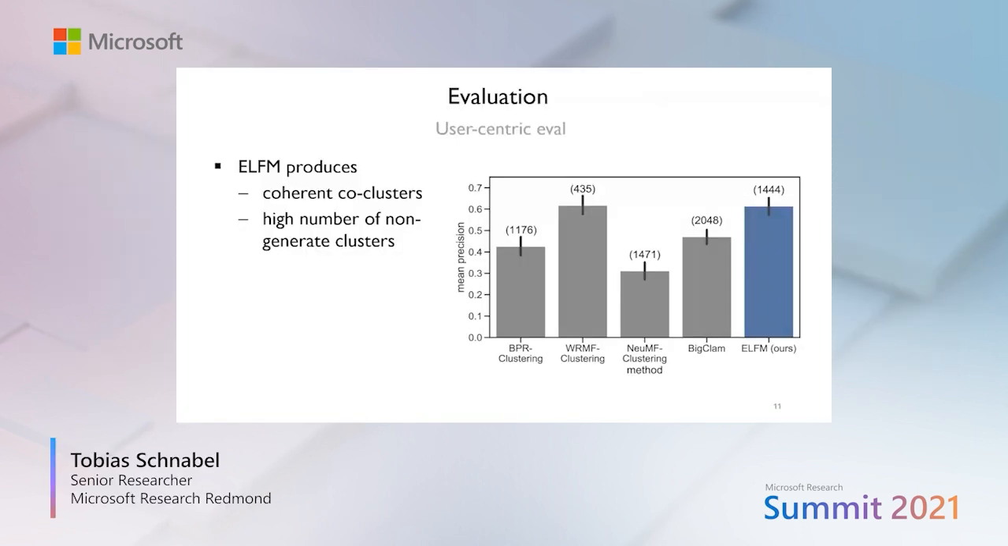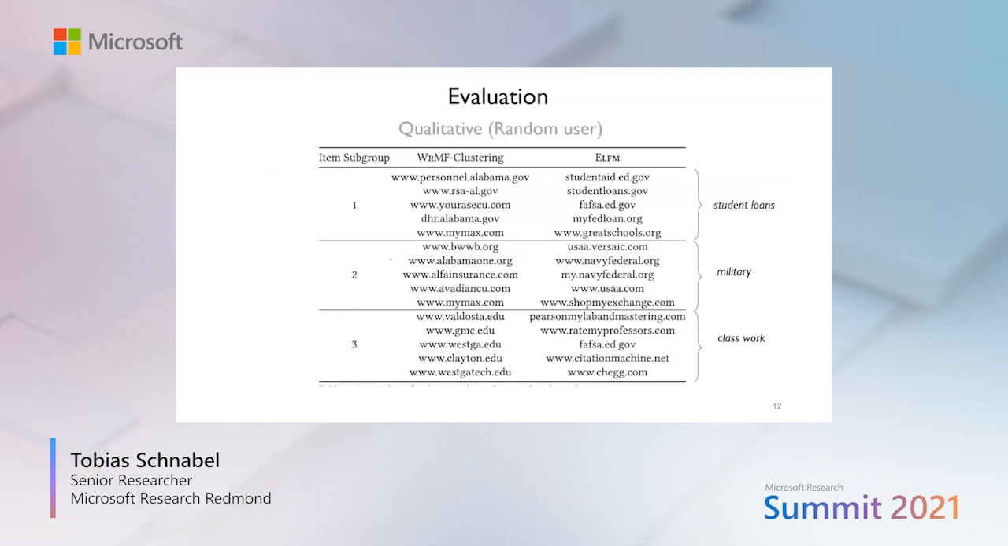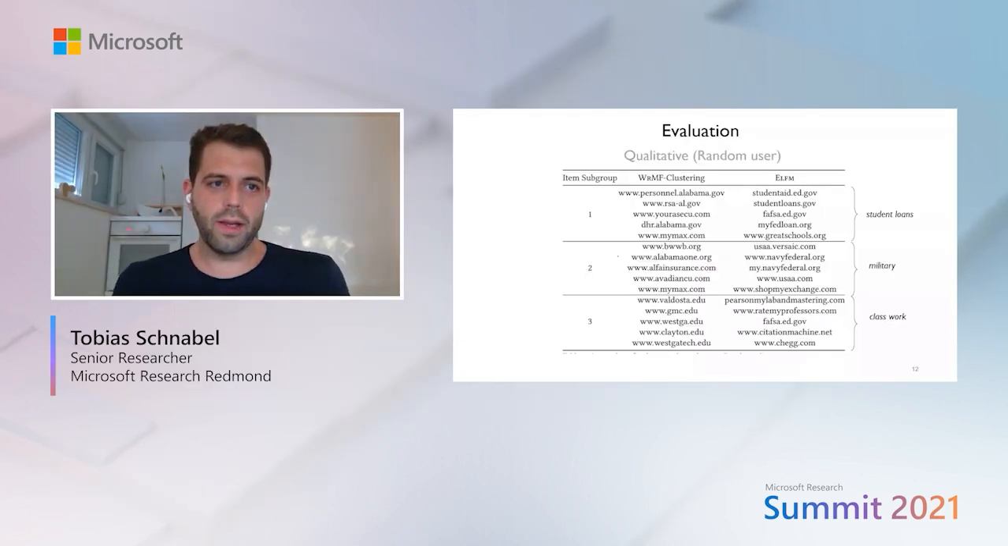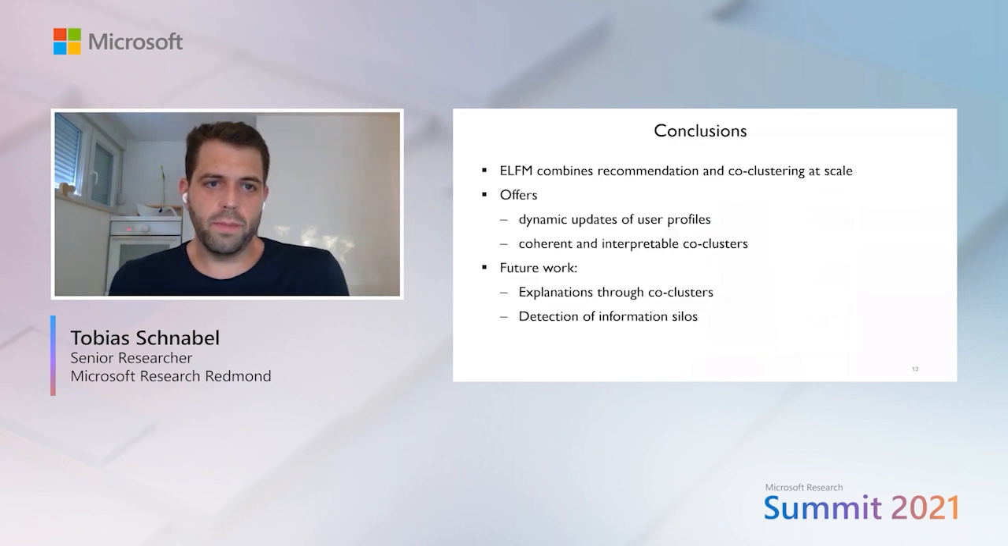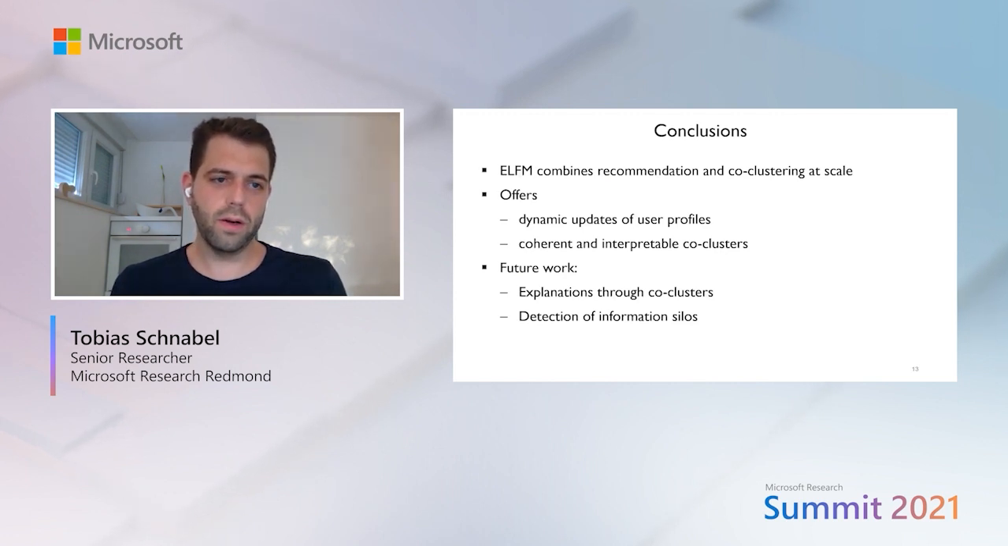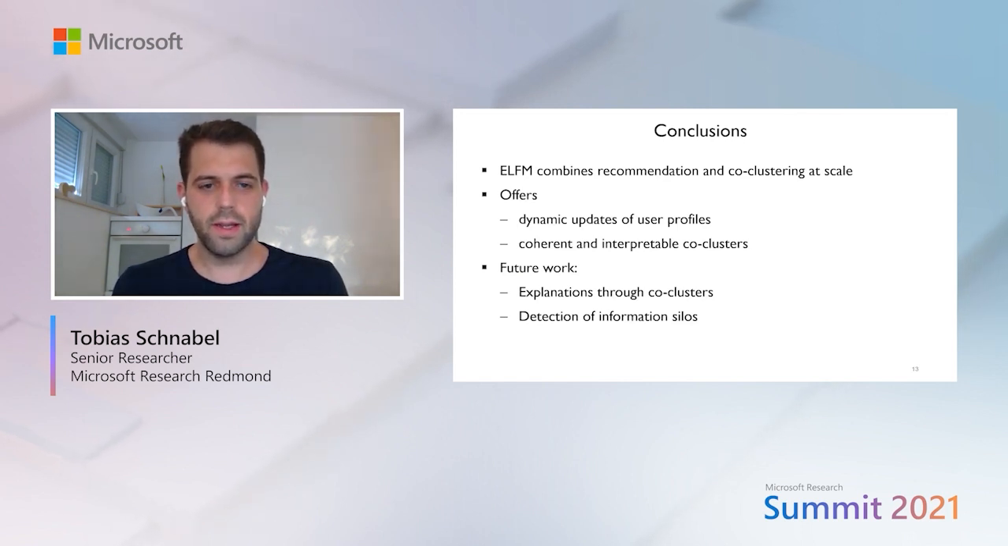In terms of the qualitative evaluation, here's a random user, and you can see that ELFM successfully decomposed it into student loans, military, and classwork, whereas the other method wasn't able to do so. To summarize, we saw that ELFM combines the recommendation and co-clustering at scale. It offers dynamic updates of user profiles and coherent and interpretable co-clusters. In future work, we would like to use that for explanations and for the detection of information silos. Thank you.